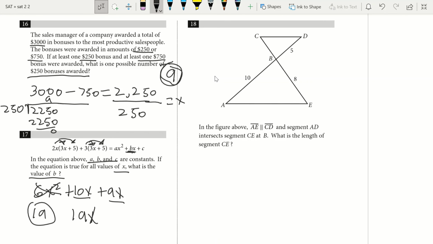Question 18. In the figure above, AE is parallel to CD. Okay, so that means these two are parallel, and that's important, right? I'll show you why in a minute. And segment AD intersects CE at B. What is the length of segment CE?